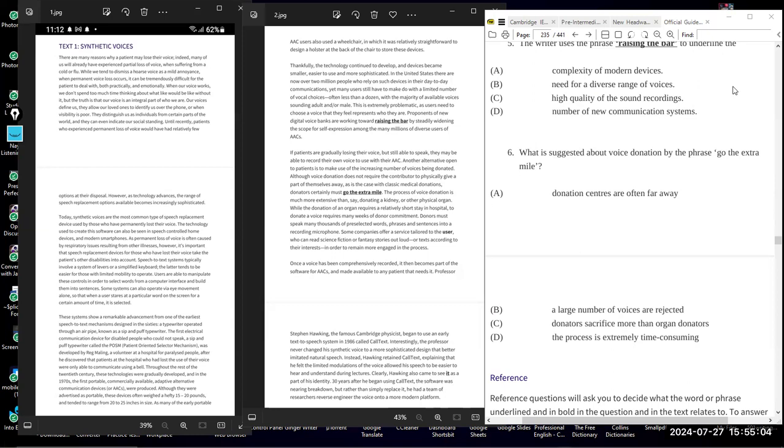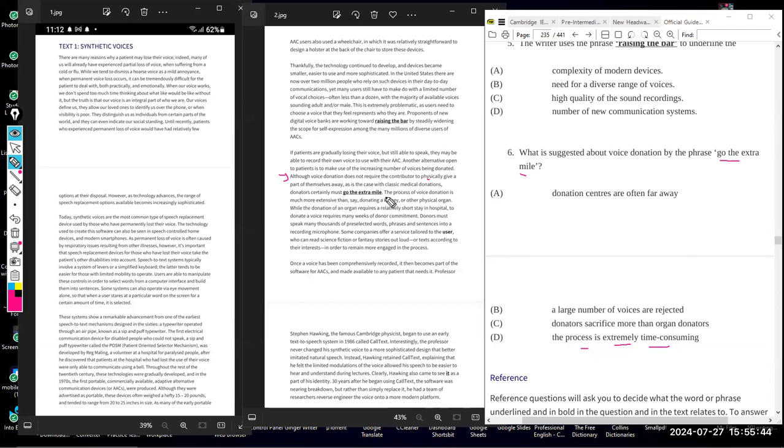D. It is D. Exactly. So this is it. Go the extra mile means the process is extremely time consuming. Now, this is time, go the extra mile, absolutely. Absolutely, I have to start reading from the beginning of the sentence for the full understanding of this word or this phrase. So, although voice donation doesn't require the contributor to physically give part of themselves away, as is the case with classic medical donations, donors certainly must go the extra mile.